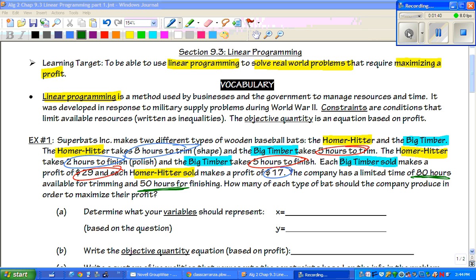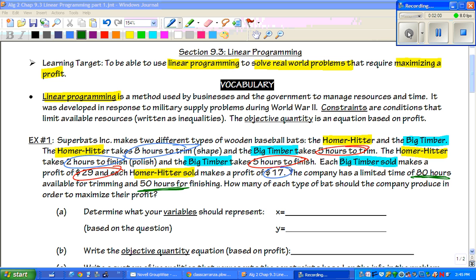So after marking up, that's all the stuff that I thought was important. Now we're talking about two different types of bats, the homer hitter and the big timbers bat. The different things we're talking about are the trim of the bats, how long it takes to finish, and then how much each one of them costs.